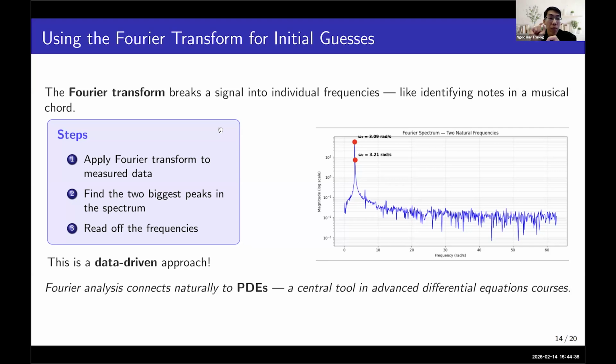We apply the Fourier transform to the data and find the two biggest peaks of the spectrum. If you look at the picture, intuitively you only see one. But because from our solution we know that you need two frequencies, we pick the two biggest peaks here. And we get 3.09 and 3.21. And this is again a data-driven approach.